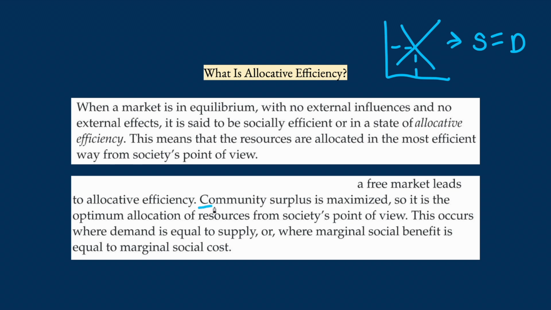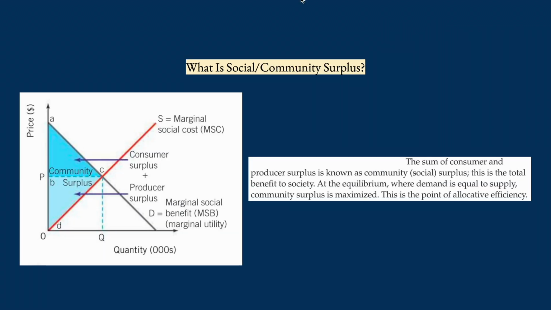But now we're going to introduce another term, community efficiency, in this case, which we'll explore on the next slide, is maximized. So it is the optimum allocation of resources from society's point of view. This occurs where demand is equal to supply, like I said here, or where the marginal social benefit is equal to the marginal social cost, which if you're not familiar with these 2 terms, don't worry, we'll look at it on the next slide.